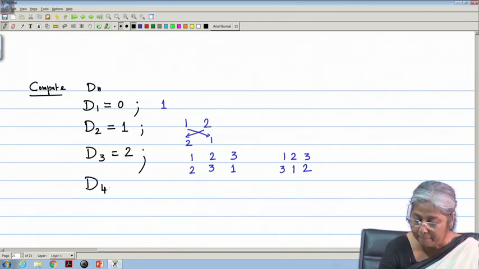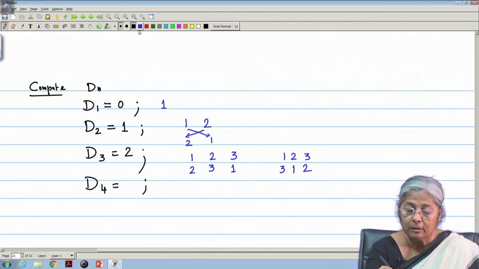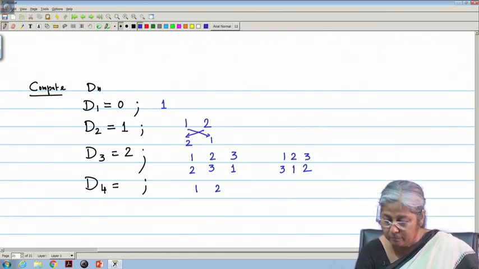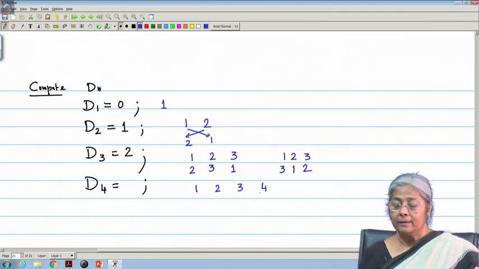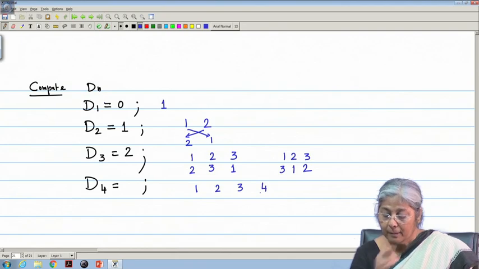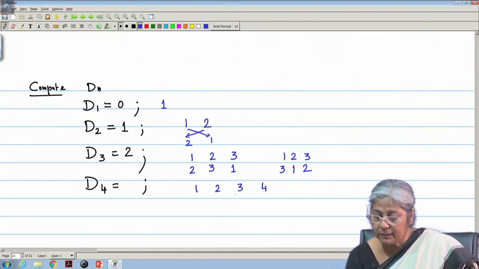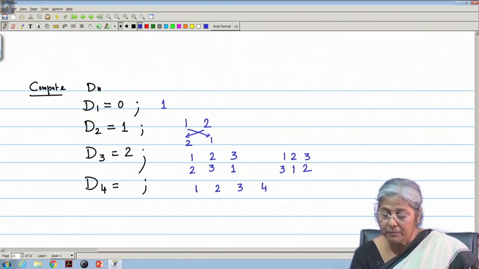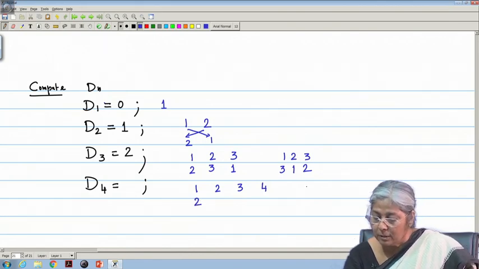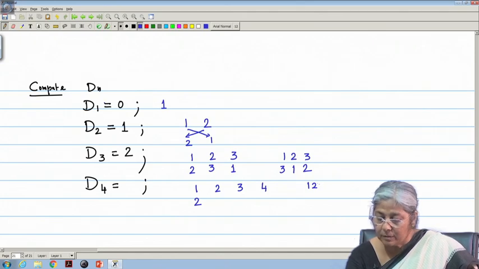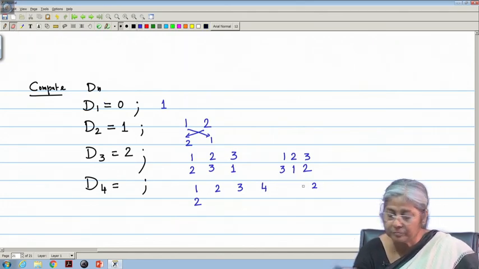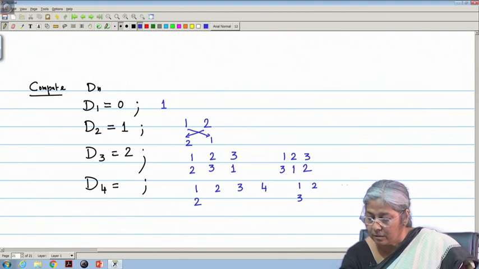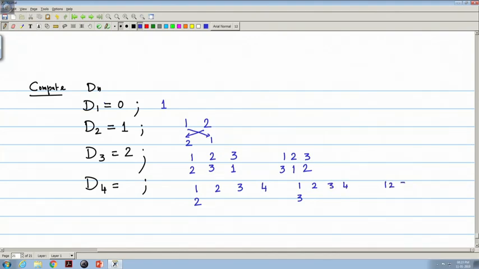Now I take D4. Then I have 4 elements. This is my original position, then what I can write is that in place of 1, it can be 2, or in place of 1 it can be 3, or in place of 1 it can be 4.